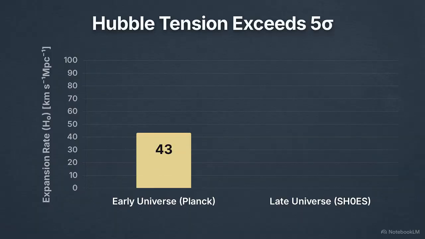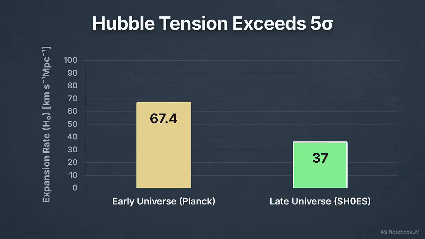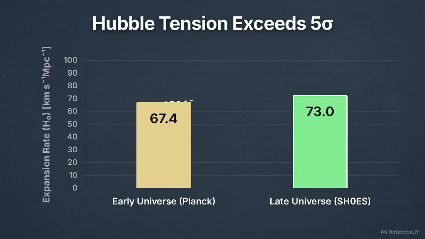This photograph of Adam Rees at Johns Hopkins University represents a major fracture in that standard timeline. His team's late universe distance ladder measurements differ significantly from early universe microwave background data. This discrepancy has surpassed a 5 sigma level of statistical certainty.